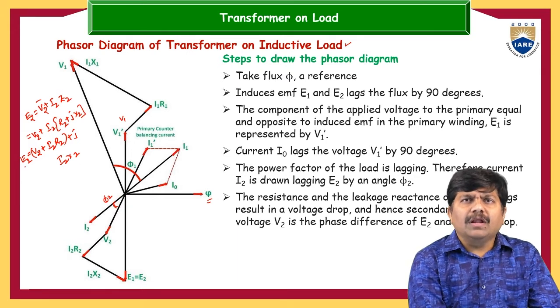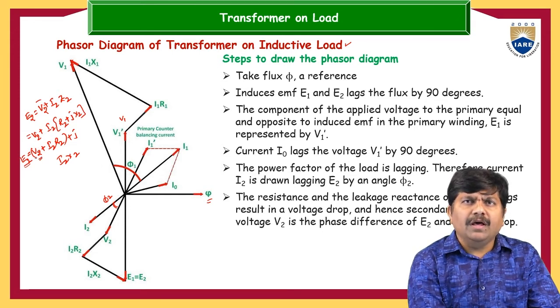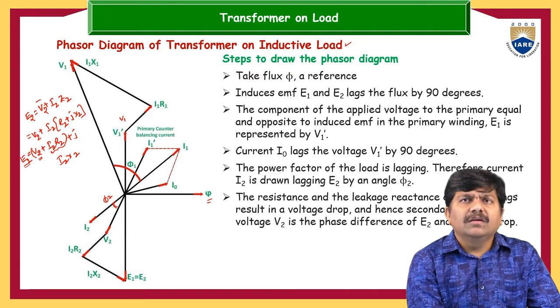Now if you want to draw E2, the secondary induced EMF, E2 is equal to V2 plus I2R2. So to this V2 vector, we have to add I2R2. So what is this I2R2? I2R2 is always in the direction of the I2 current.